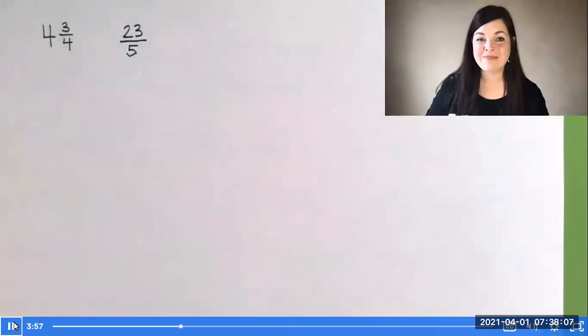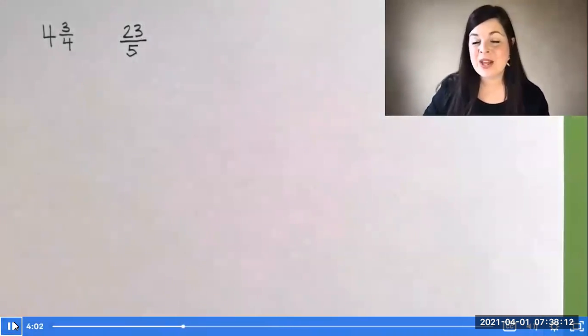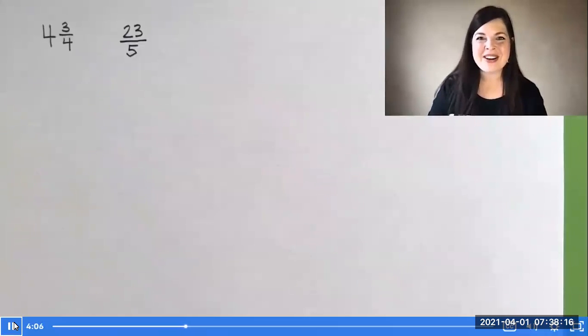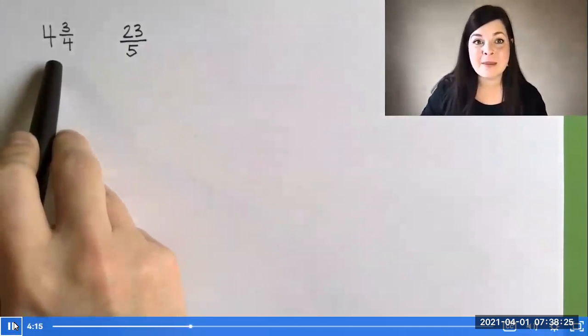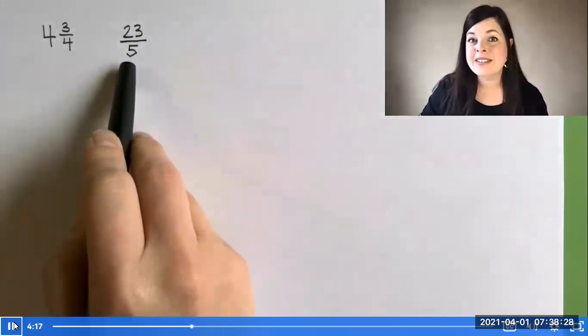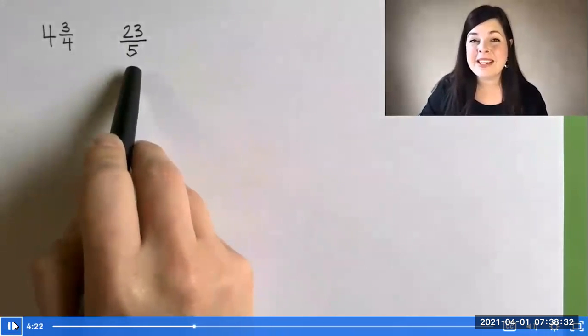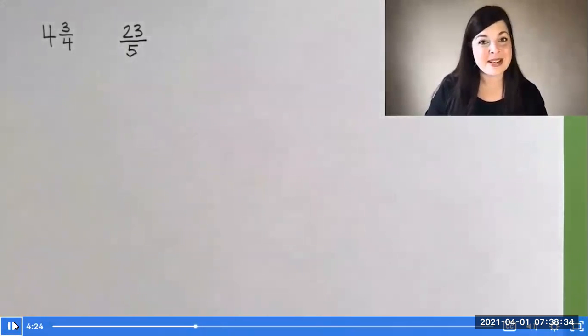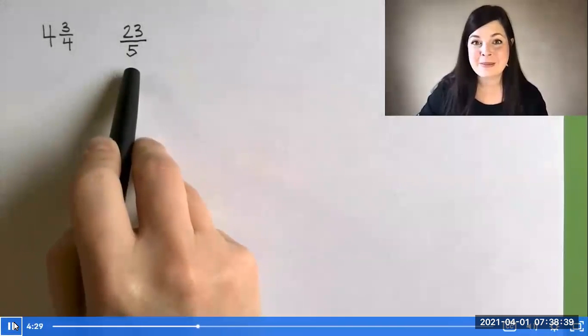Let's try another one. Let's compare 4 3/4 and 23/5. What strategy might we use to compare these two numbers? Pause the video and talk out your thinking. You may have noticed that 4 3/4 is written as a mixed number and 23/5 is written as a fraction greater than 1. And you might be thinking that they'd probably be easier to compare if they were both written as mixed numbers. So let's convert 23/5 to a mixed number.